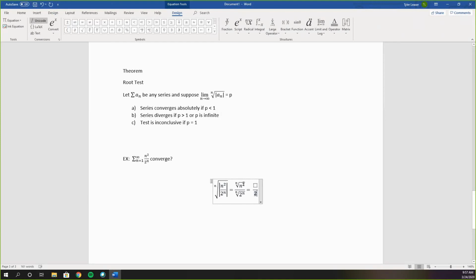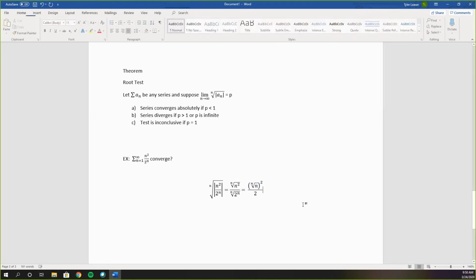Now for this, we're going to be using some of the properties that we've seen back in algebra when it comes to roots and exponents. We're just going to rewrite this a little bit as the nth root of n, all squared. So this is just interchanging the root and the exponent of the power. Remember that we're taking this as the limit as n goes to infinity.